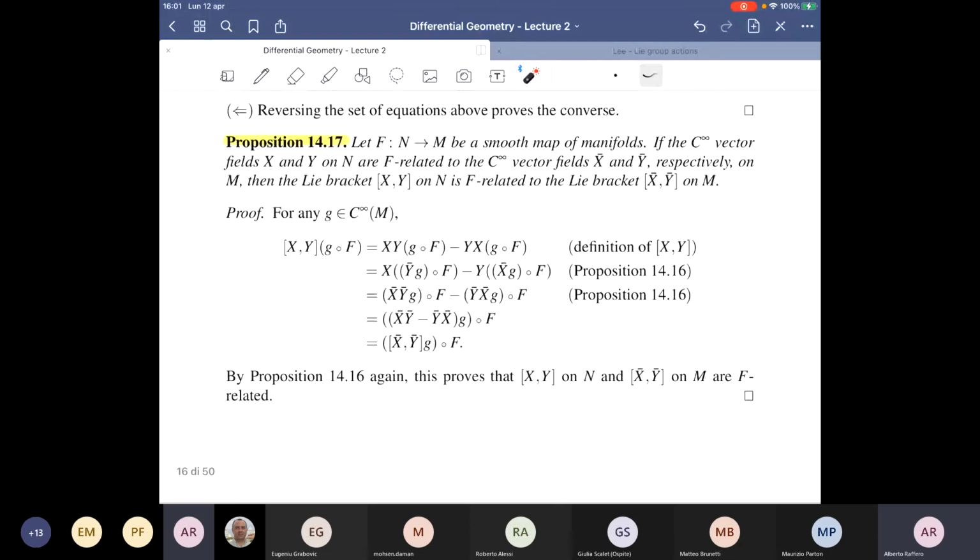So you have to show precisely this: that for any smooth function on the manifold, if you consider the Lie bracket of the vector fields X and Y and you apply it to G composed with F, you will end up with the Lie bracket of X-bar and Y-bar applied to G and then composed with F.